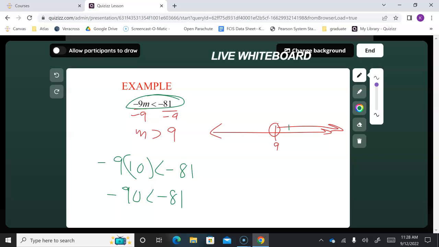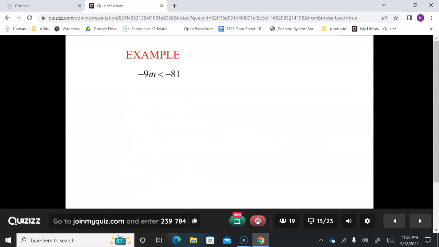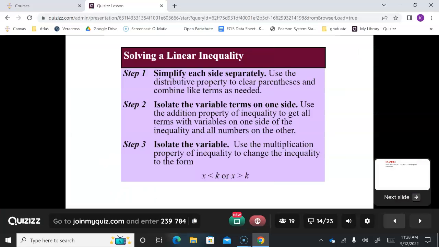So if you're ever doubting, do I flip it? Do I not? Pick a number that you think should be in your solution set that's not your critical value, plug it back in, and see if the statement is true. Yeah. So if you multiply or divide by negative, it flips? Yes. So you can always plug in something from your solution set and make sure it gives you a true statement.